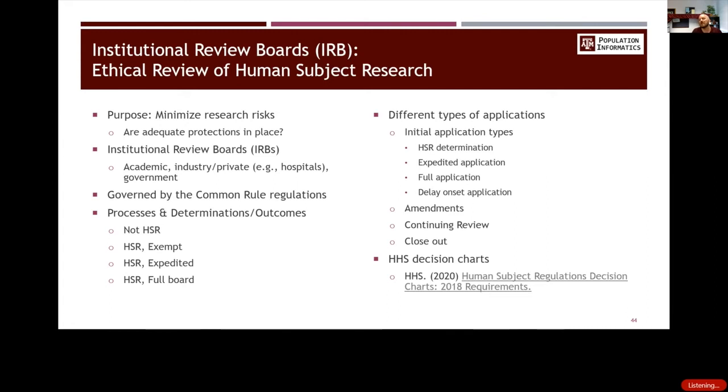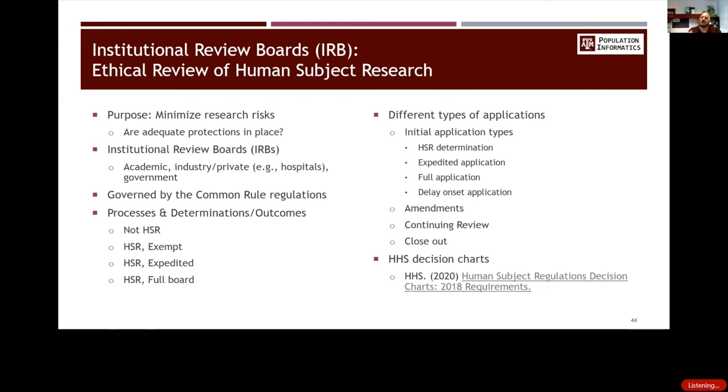And what this delayed onset does is allow you to obtain those research funds, which might help you develop the rest of the protocol that is needed for the full approval. If your research changes, you need to submit an amendment so that the IRB has a good idea of the research that's being done at their institution. There are applications to facilitate continuing review of ongoing research. There are applications for closeout.